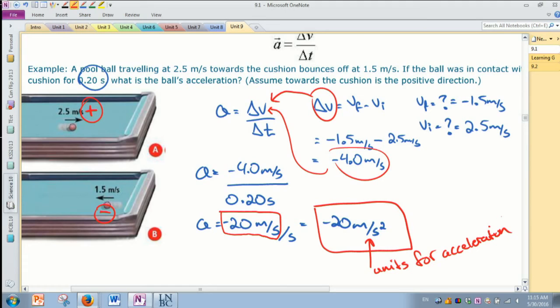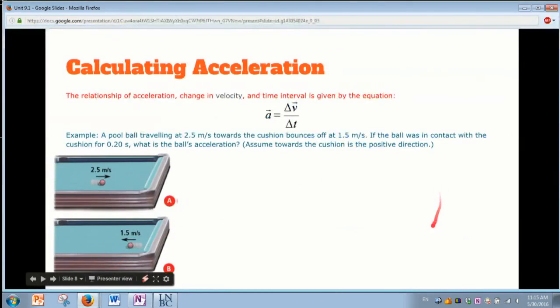But if it makes more sense to think about it as 20 meters per second every second, then go with that. So it's changing its velocity by 20 meters per second every second. That is the acceleration of this pool ball. Let's look at a few more.